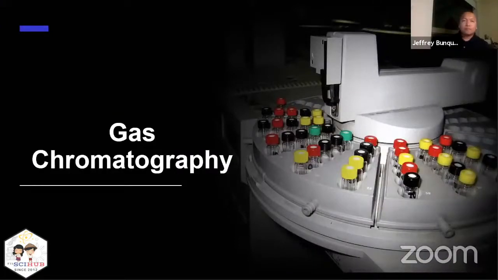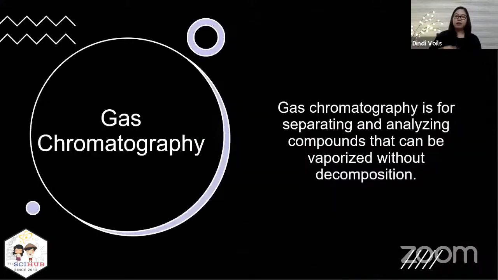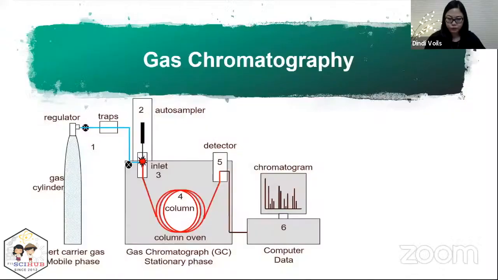So let's talk about gas chromatography. It's a technique for separating and analyzing compounds that can be vaporized without decomposition. I think the maximum operating temperature for a normal GC is up to 300 degrees Celsius. So if your sample does not decompose at high temperatures, then GC is the way to go.